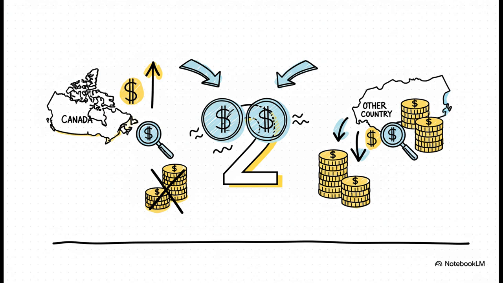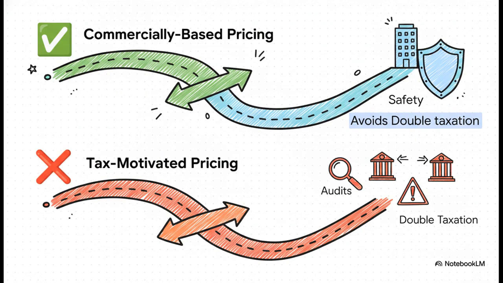Let's say the Canadian Tax Authority decides you underpriced your exports to your German subsidiary. They'll adjust your profit up in Canada and send you a bigger tax bill. The problem is, Germany has no obligation to agree with that, and they might tax the German subsidiary on its original, higher profit anyway. And just like that, the exact same income gets taxed twice. It's a financial nightmare.